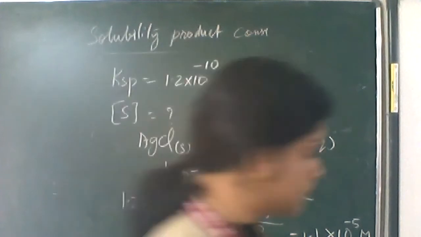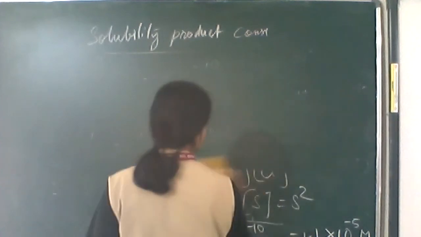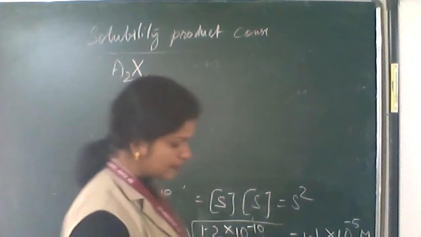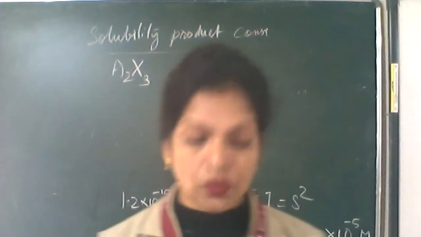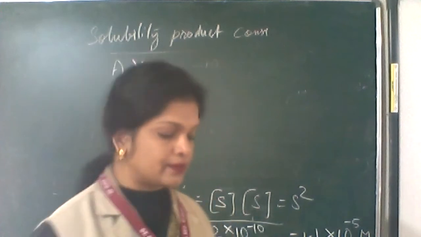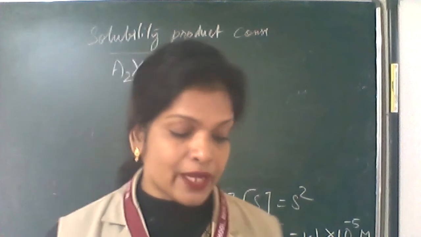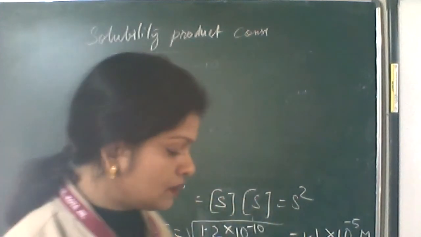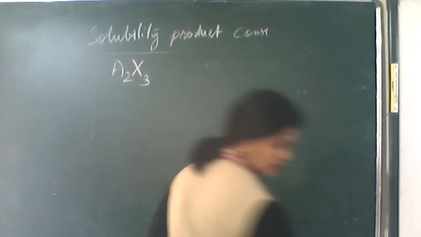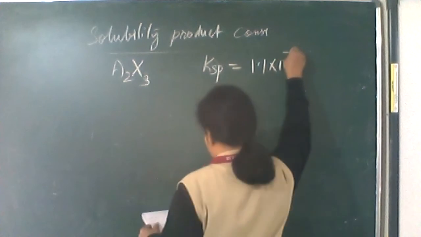Calculate the solubility of A2X3 in pure water, assuming that neither kind of ion reacts with water. And hydrolysis, no further reaction takes place. The solubility product of A2X3 is equal to 1.1 into 10 to the power minus 23.